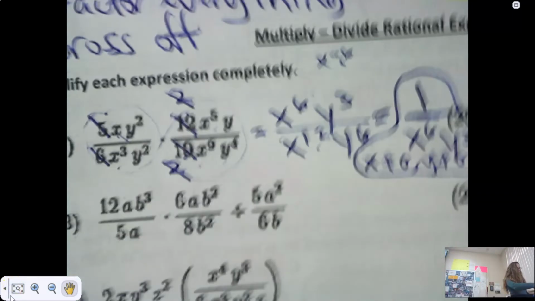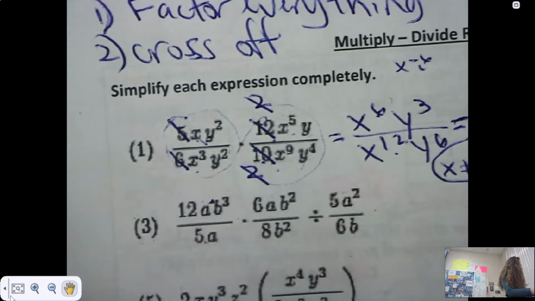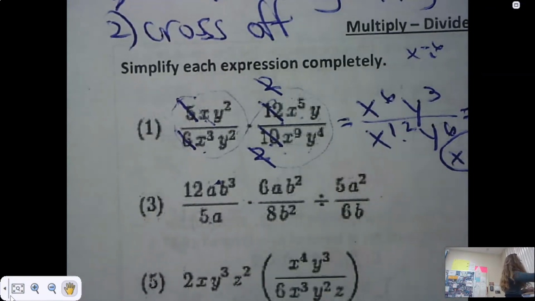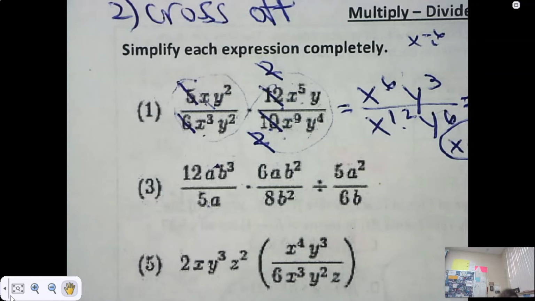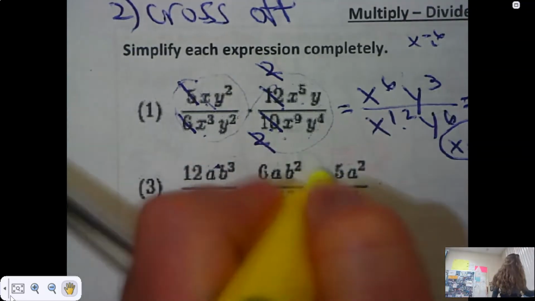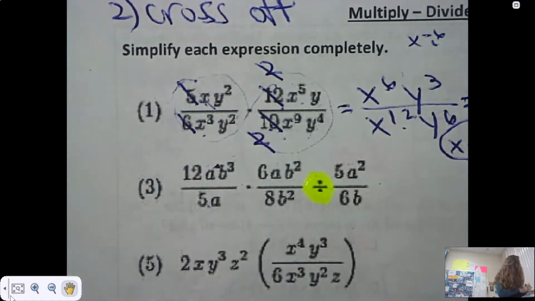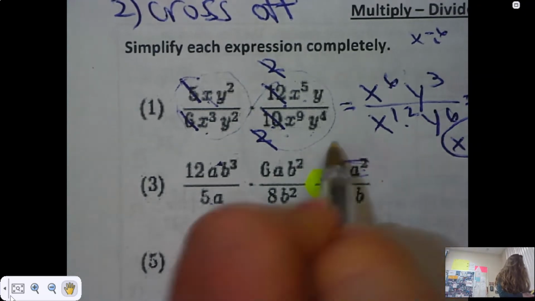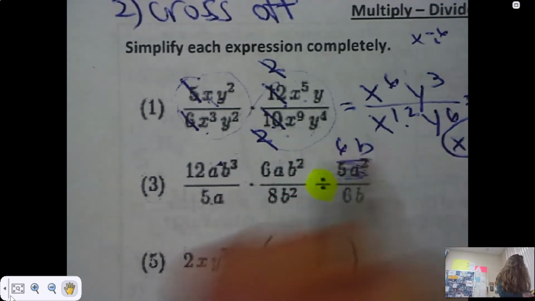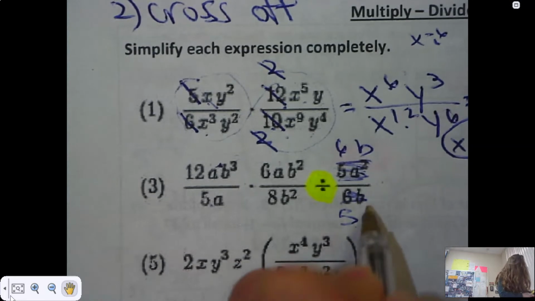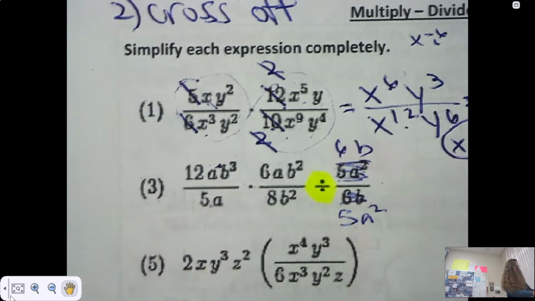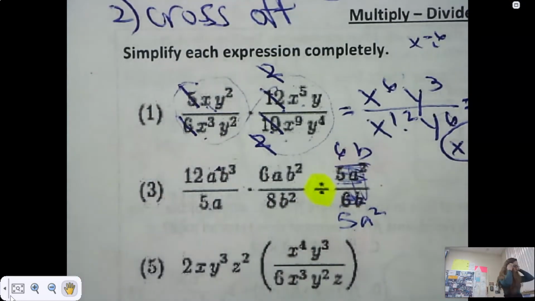1 second. So let's look at number 3. No adding and subtracting, no adding and subtracting. However, this is division, the last one. So I flip the one after the division. So that means now this is really 6b on top, and this is really 5a squared on the bottom. I need to cross it off enough so I don't get confused. Now remember what I like to do.